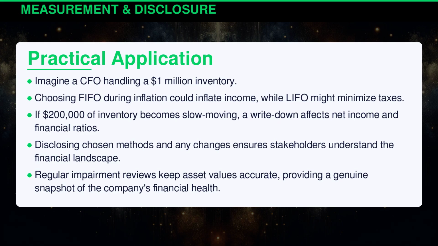Imagine a CFO handling a $1 million inventory. Choosing FIFO during inflation could inflate income, while LIFO might minimize taxes. If $200,000 of inventory becomes slow-moving, a write-down affects net income and financial ratios. Disclosing chosen methods and any changes ensures stakeholders understand the financial landscape. Regular impairment reviews keep asset values accurate, providing a genuine snapshot of the company's financial health.